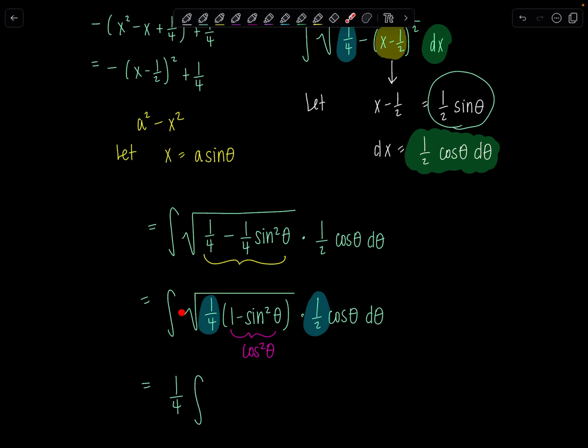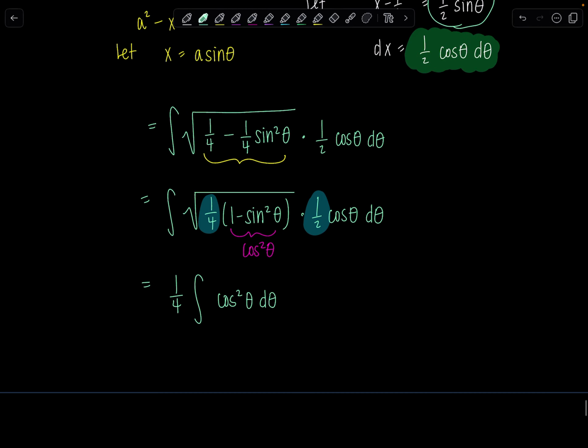And then square root of cosine squared theta. Since we've restricted theta for trig sub, I don't have to worry about absolute value. It's just cosine theta now, times another cosine theta. So this is cosine squared theta d theta. Fabulous. We should be home free pretty much, right? Anytime you're integrating sine squared or cosine squared, you bust out your half angle identity. So I'm going to replace cosine squared theta with 1/2 times 1 plus cosine 2 theta, and then I still have d theta.